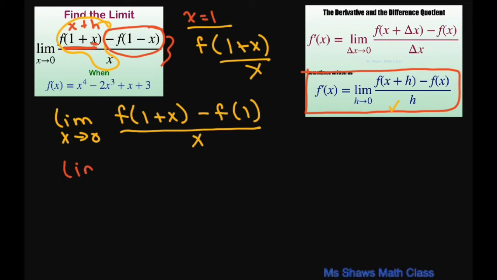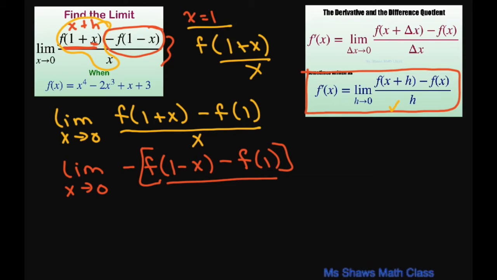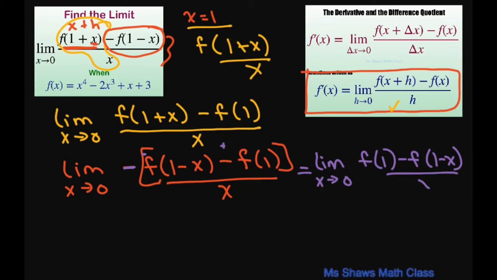So it's going to be the limit as x approaches 0. And then we're going to have negative f of 1 minus x minus f of 1. So the same thing, we just have 1 minus x there. All right, I can rewrite this part here because of this negative. And if you negate everything, this is going to turn to positive, and this will turn to negative. So I can rewrite this as the limit as x approaches 0 of f of 1 minus f of 1 minus x divided by x.